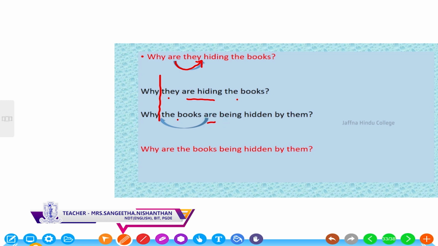So, the be verb are, it is continuous or progressive. So, we should add being plus the past participle of the main verb hide, hidden. The books are being hidden by them, but it is actually not in the question order. So, we have to make it again to the question order. So, bring the be verb before the subject. So, are is brought here. Why are the books being hidden by them? Now, it is the perfect question order.